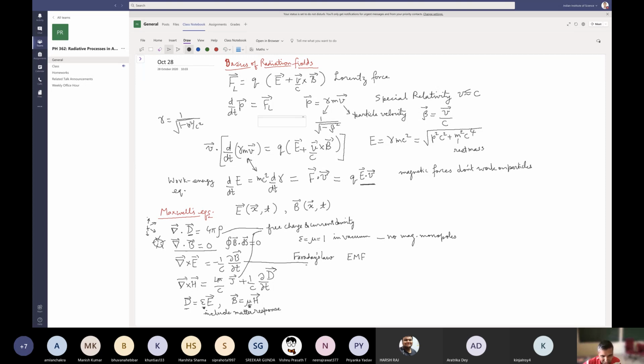So the integral form of this equation, right? It's the integral of E dot dl, if you consider any closed loop, equal to -1 by c d dt of phi B, where phi B is nothing but B dot ds over this area. See, this B dot ds is not the same as this B dot ds. This also looks like B dot ds. Can someone tell me what's the difference? This is 0, but this is not 0. Why is that? Can someone tell me?